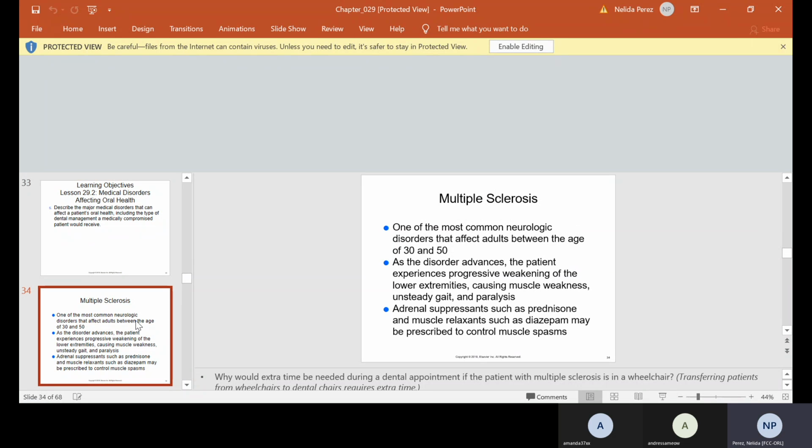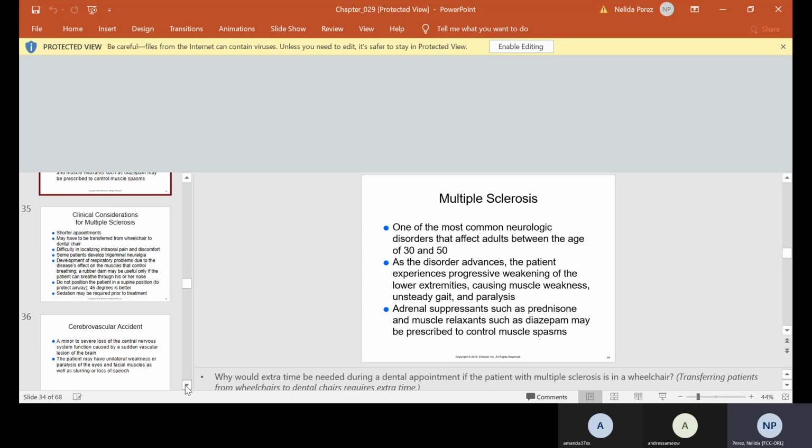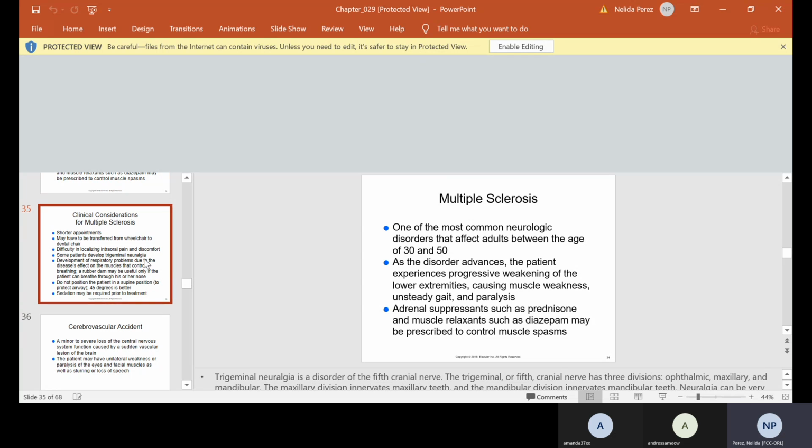Multiple sclerosis is one of the most common neurologic disorders that affect adults between the ages of 30 and 50. As the disorder advances, the patient experiences progressive weakening of the lower extremities, causing muscle weakness, unsteady gait, and paralysis. Adrenal suppressants such as prednisone and muscle relaxants such as diazepam may be prescribed to control muscle spasms.